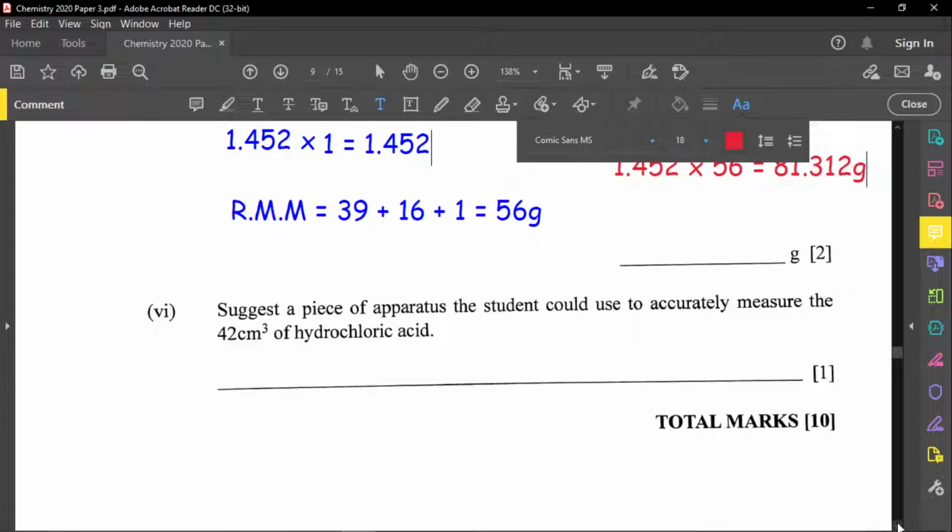Here, it says suggest a piece of apparatus the students could use to accurately measure 42 centimeters cube of hydrochloric acid. Of course, the students could use, for example, 3 different types of equipment here. A nice one they could use is a burette. They could use a pipette and also a measuring cylinder. So I'm going to say burette. So a burette could be used here.